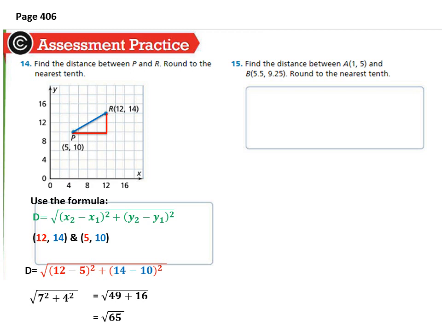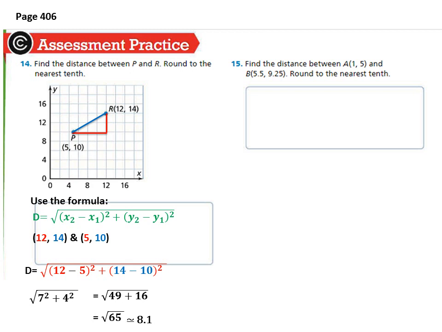We can use the calculator to find the approximated value. Of course, the value of this root will be greater than 8 because square root of 64 is exactly 8. So it will be a number greater than 8. Yes, using the calculator, it's about 8.1. Are you happy with this? Yes? Go to question 15.